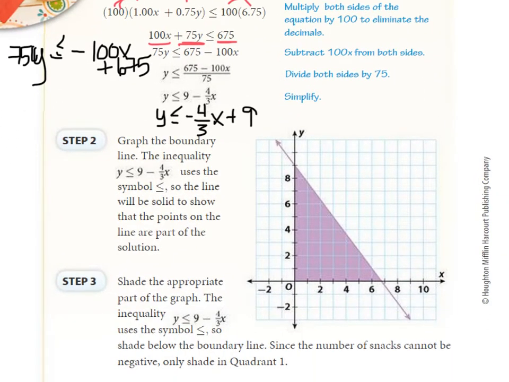Notice they only shaded in quadrant 1 because can you have negative values for chips and bunches of grapes? That would be a no. They do have the solid line since it has the inequality sign less than or equal to. My starting point is at 9. Slope is to go down 4 and over 3 for every one. And then to shade, we can't have more than that, so it has to be in this region. And again, it would not include any negatives.